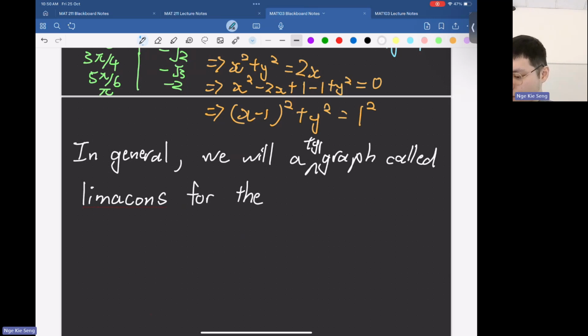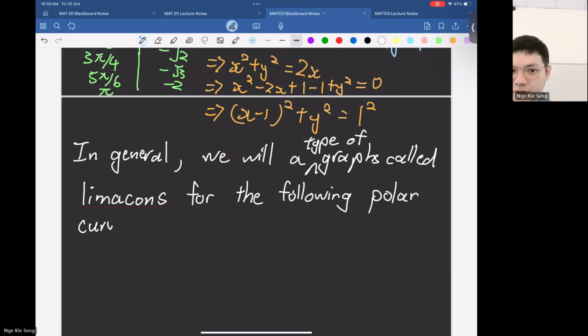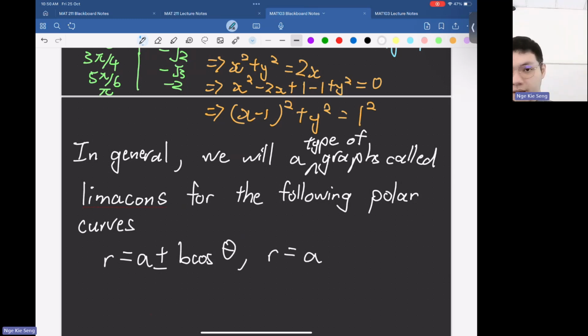A type of graph for Limaçon for the following polar equations. So what kind of Limaçon is this? This Limaçon is r = a ± b cos θ, and then r = a ± b sin θ. I only give you one variant of it. The variant I gave you is the first one, where a is 0 and b is 2.